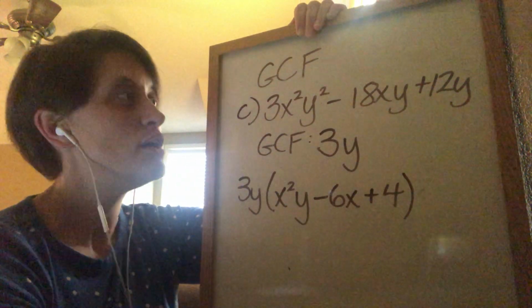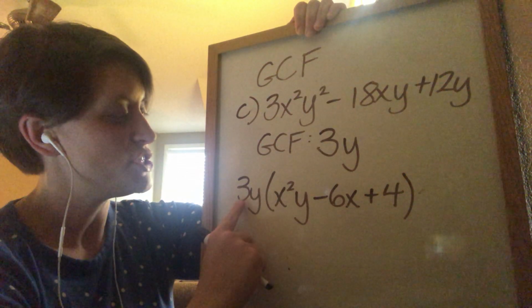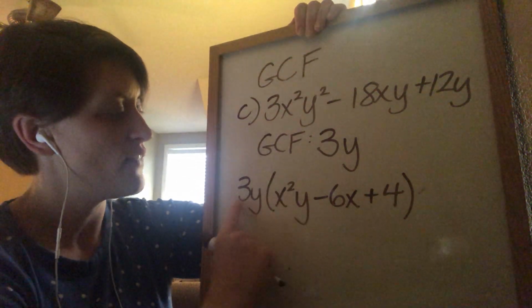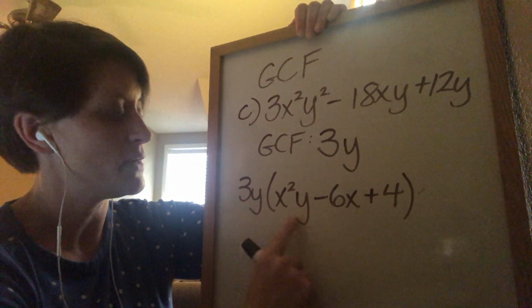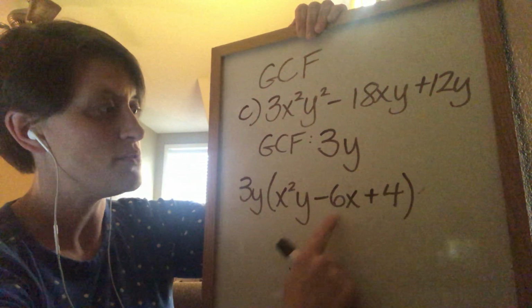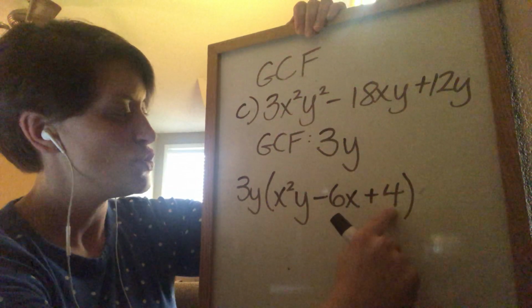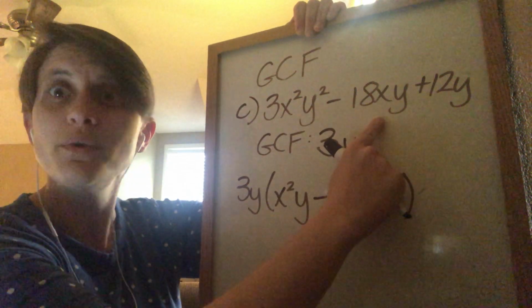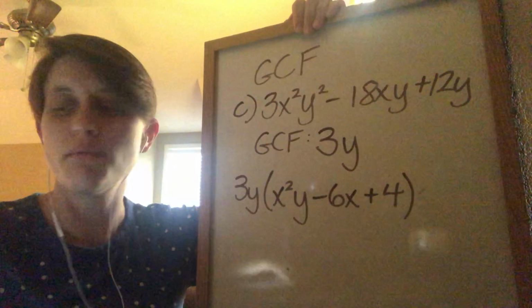So we're done. Do a quick multiplication if you want to check. We already checked this term, but that gives us 3 x squared y squared. Negative 18 xy, if we do these two together, and 12y. So we did it correctly. We took out the greatest common factor correctly.